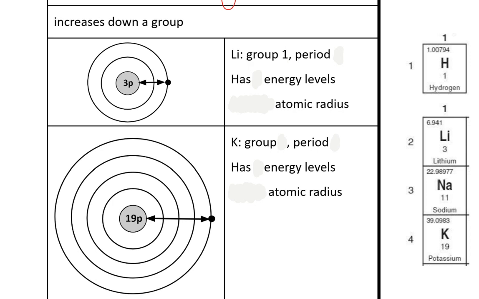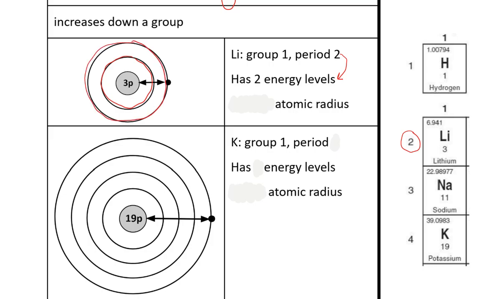Both of them live in group 1, and we've got that right over here. We've got lithium and potassium, but they are in different periods. So lithium is up here closer to the top of the periodic table. That is in period 2. The period, remember, tells us the number of energy levels. So something in period 2 has 2 energy levels. Those 2 energy levels are right here in our diagram, okay?